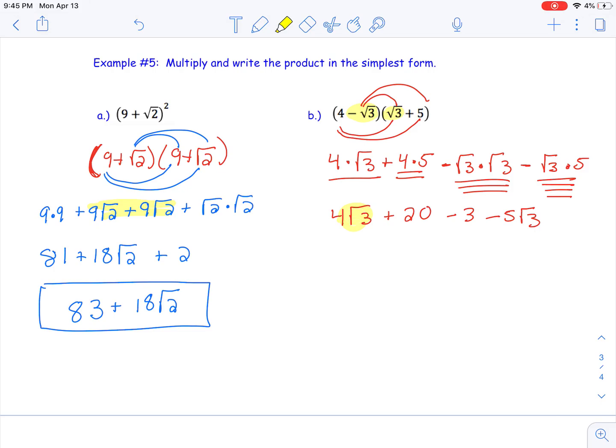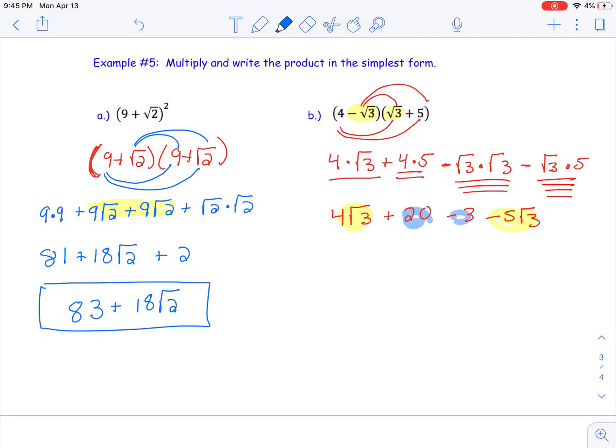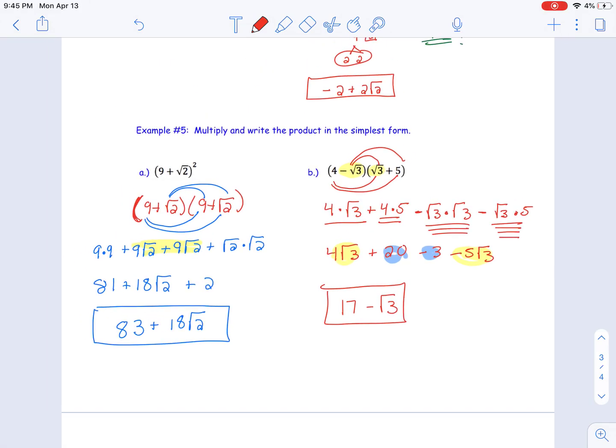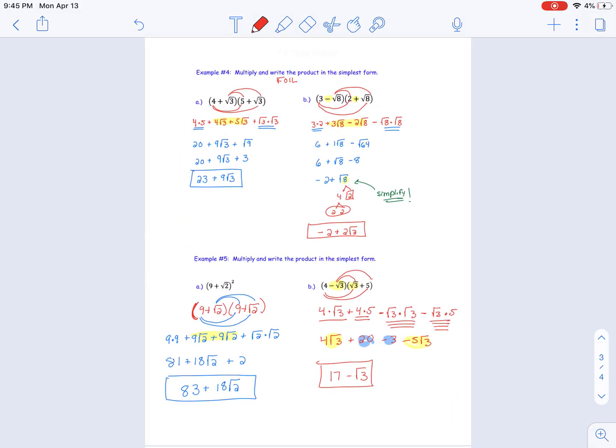We can combine these two, and we can combine these two. So I end up with 17 minus radical 3 as my final. And that should do it. Thanks.